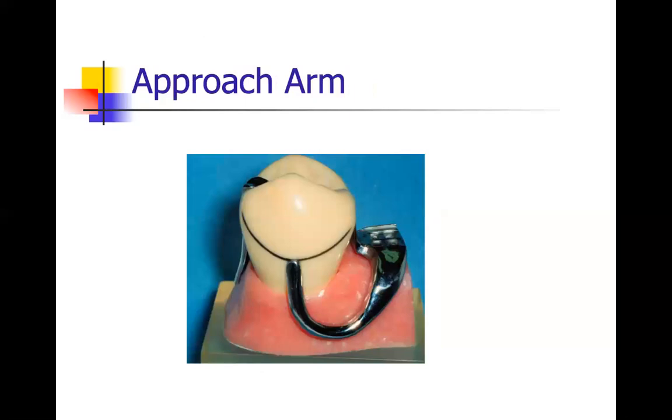The approach arm is a component of the bar type of clasp. It is a minor connector that projects from the framework, runs across the mucosa, turns to cross the gingival margin of the abutment tooth, to approach the undercut from the gingival direction.